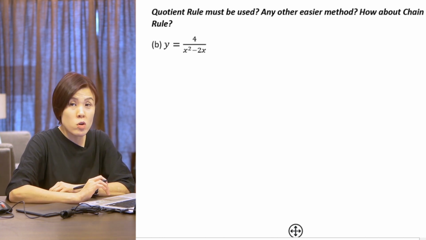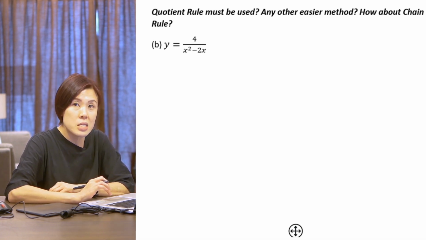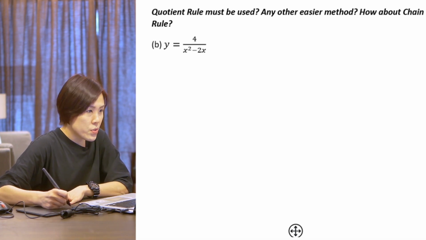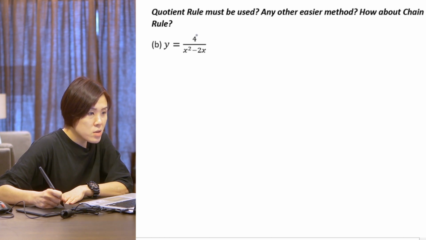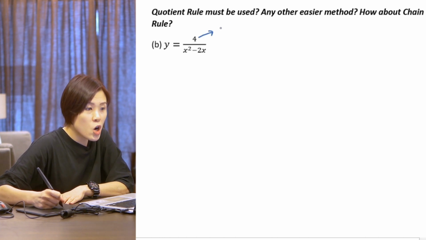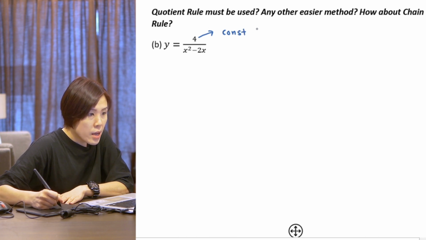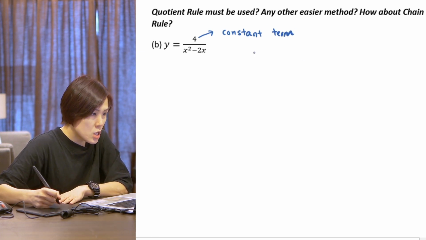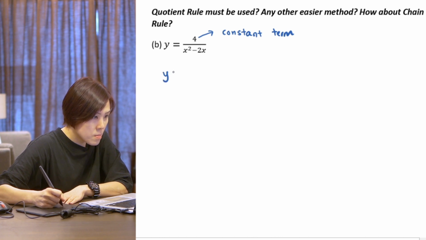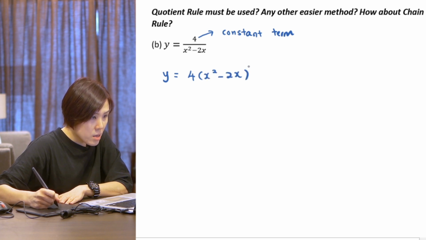So must we use quotient rule then? Is there any other easier way? Okay, let me show you this. Student, please remember that whenever you see a constant term, remember it must be a constant term with no other variable like x, we can always put this into this form: 4 times x squared minus 2x to the power of negative 1.